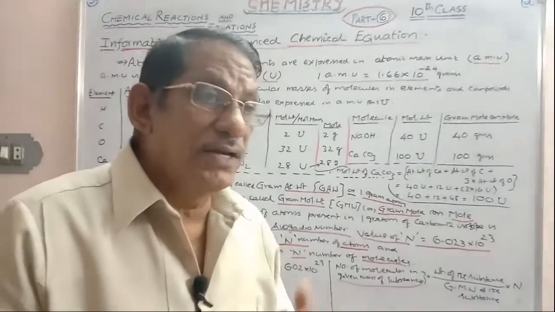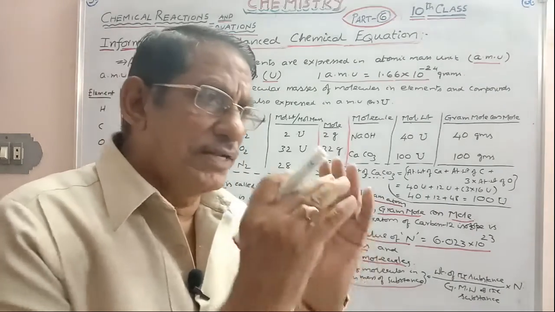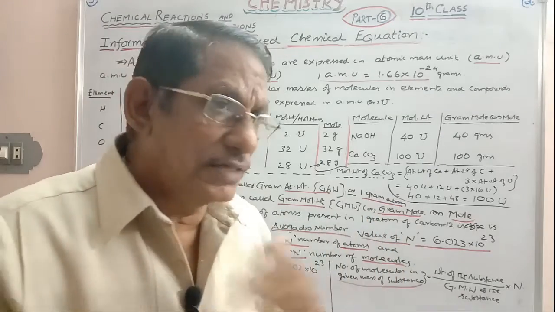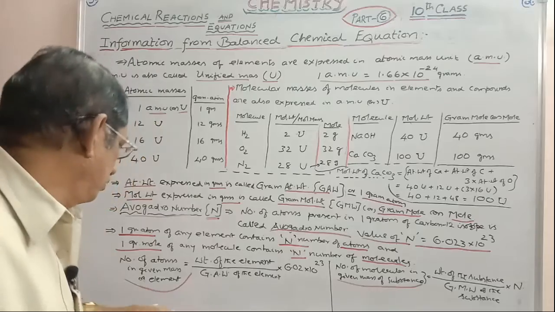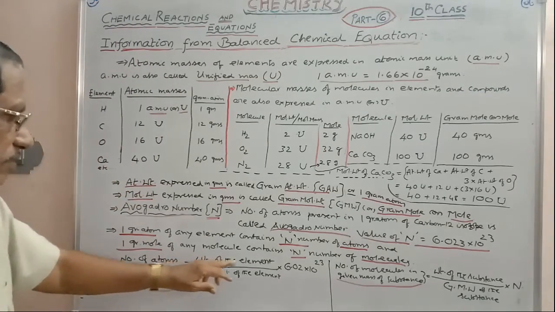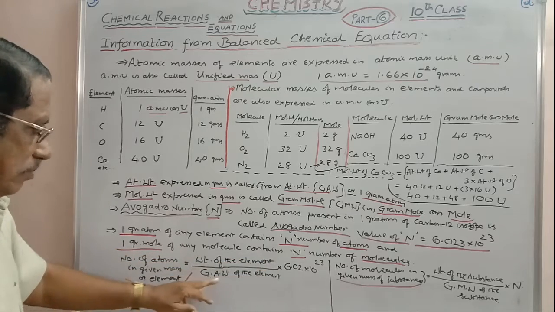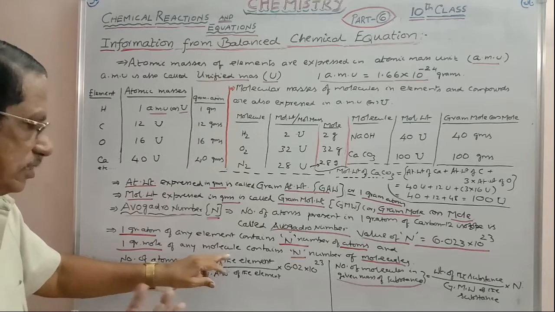In that way, you can calculate the weight of a single atom, the weight of a certain number of atoms, or you can take the weight and find how many atoms are present. That also you can calculate. For that calculation, a simple equation is written here. Please observe. The number of atoms present in a given mass of the element is equal to the weight of the element in grams divided by the gram atomic weight of the element. This is fixed. Weight you can change. If it is changed, the number is changed.